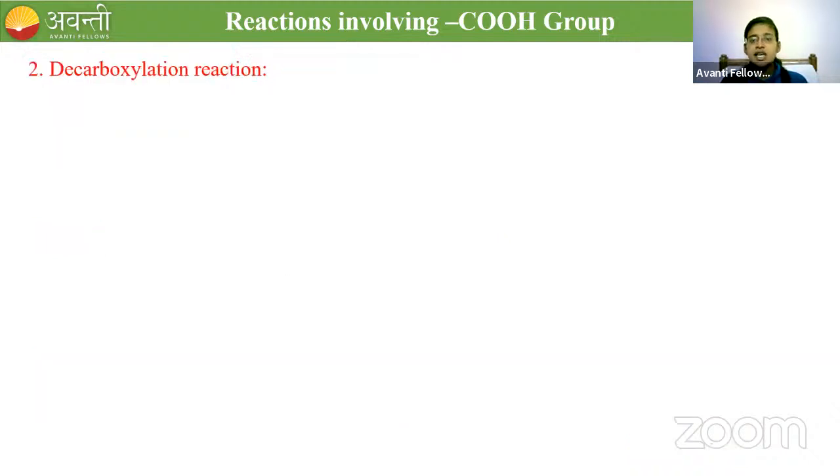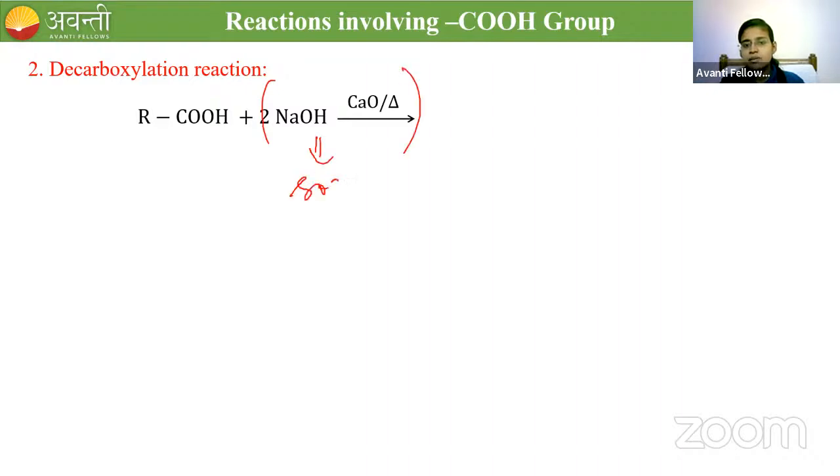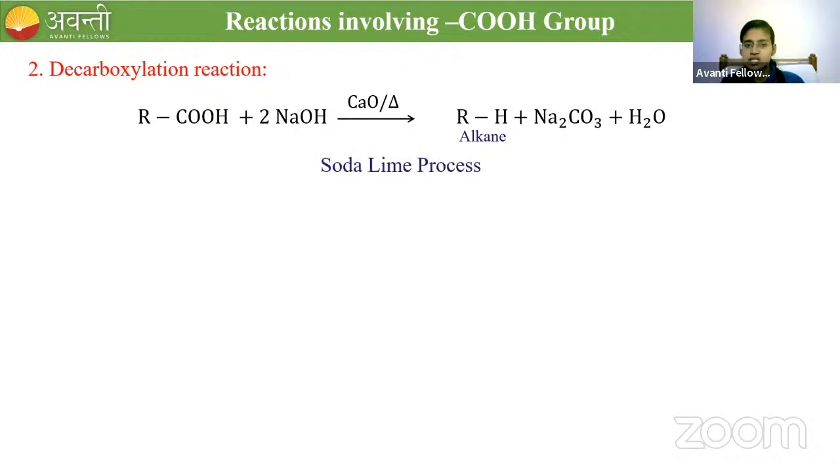The second is decarboxylation. So what is meant by decarboxylation? A reaction with NaOH and CaO. We have already discussed this. This mixture is called soda lime. Here the removal of Na2CO3 takes place with the formation of alkane. So it is called the soda lime process.